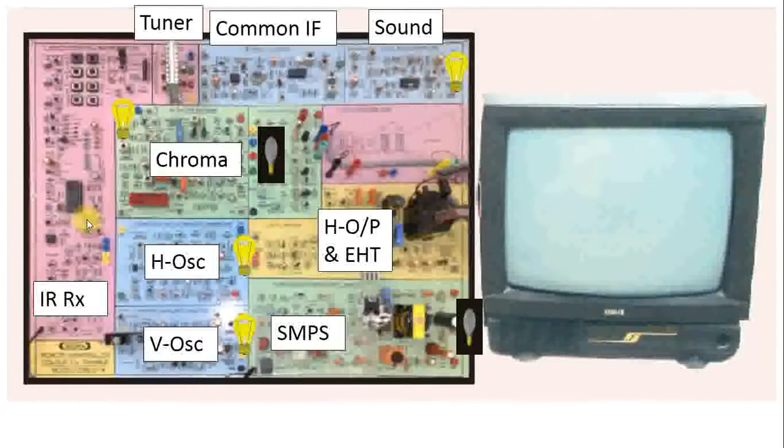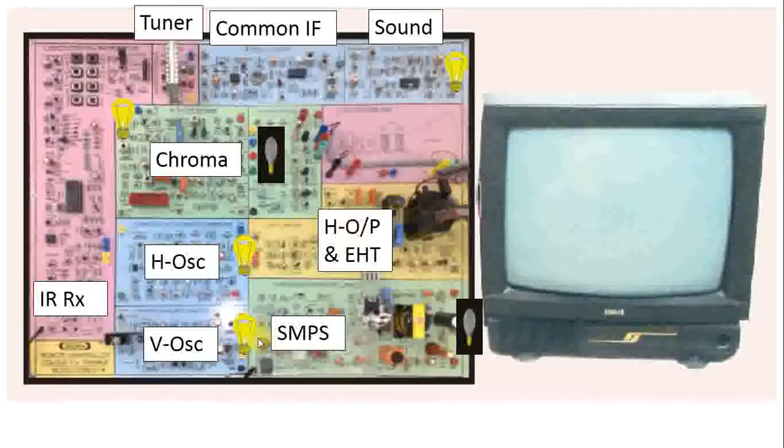The commands are channel plus, channel minus, sound plus, volume minus, then tuning of the different channels, brightness control, contrast control, color control, and so on. All those signals are received with the help of this infrared receiver section, and accordingly those commands are given to different sections to control the different remote control operations.